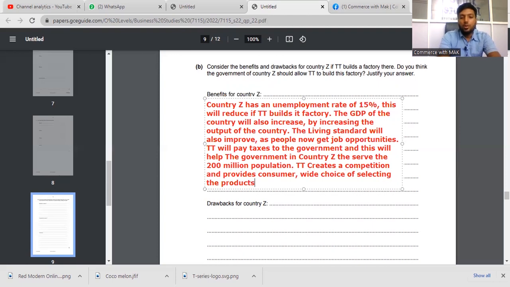So now I wrote 5 points. One is the country's unemployment is going down, GDP is increasing, living standard is increasing, taxes are being paid, and also choice is there because of new products coming into the country.